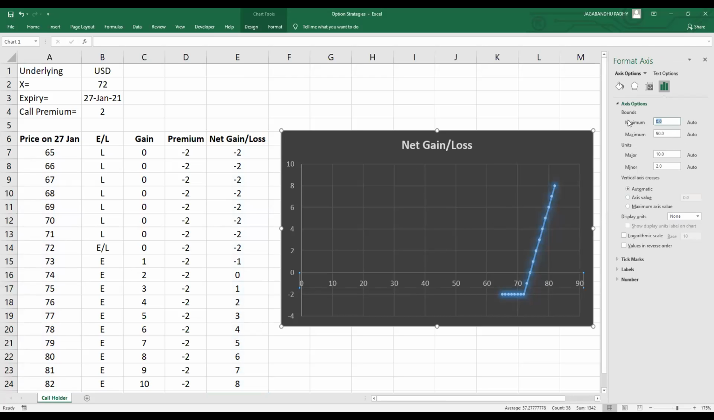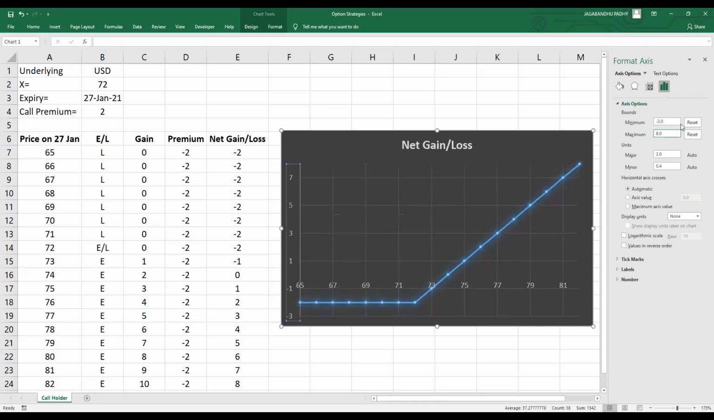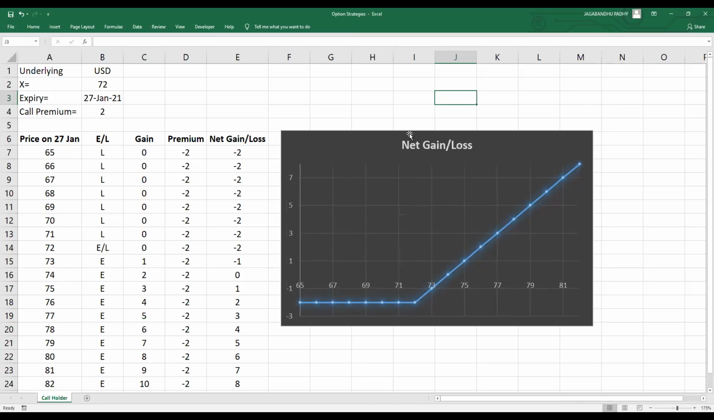Prices anyway started from 65, going up to 82. And even this one, let me make it as it was, -3 to 8. Okay, so this is the payoff diagram for a call option holder. Payoff diagram for the call option holder.